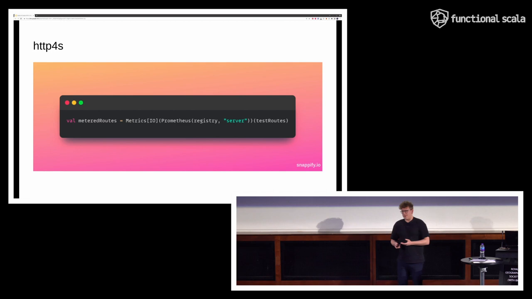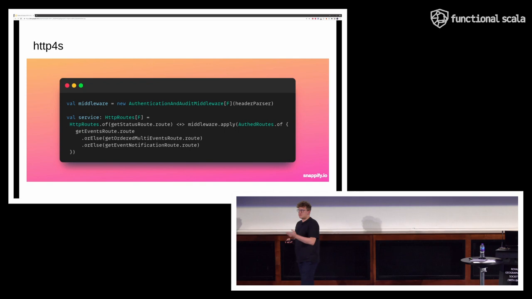Okay, what about middleware? For most use cases, we have some authentication or authorization or some permissions here and there that we want to check when we are allowing someone to enter our application. We can use the middleware support from HTTP4s to implement this as well. We can do this for all the routes, or we can do it for some subset of routes.